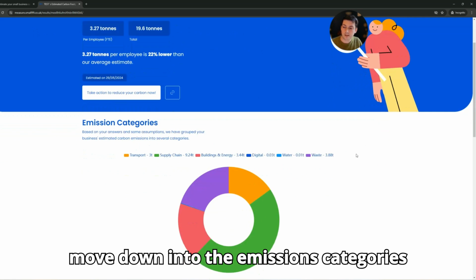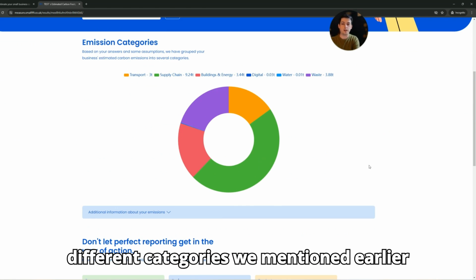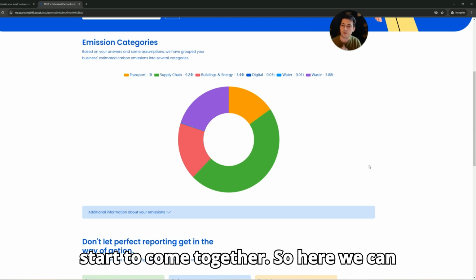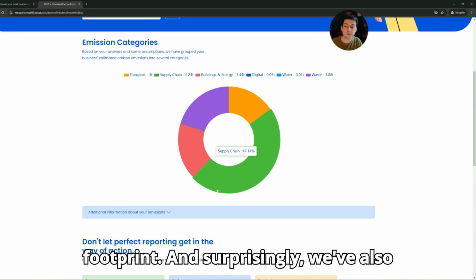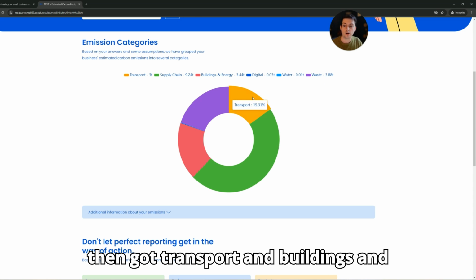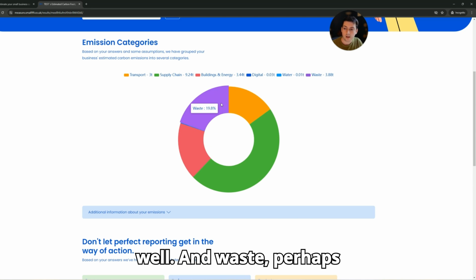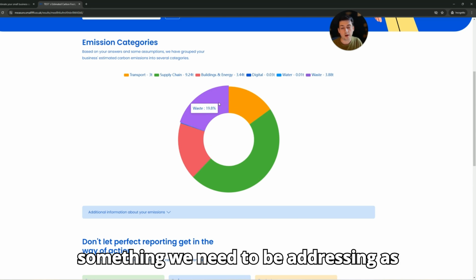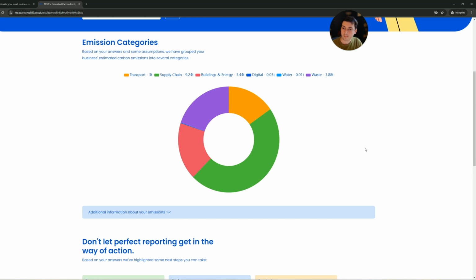But let's move down into the emissions categories, where we start to see those 5 or 6 different categories we mentioned earlier start to come together. So here we can see that actually supply chain is probably the biggest part of our footprint, and surprisingly, we've also then got transport and buildings and energy being quite considerable chunks as well, and waste perhaps something we need to be addressing as well, coming out around 20%.